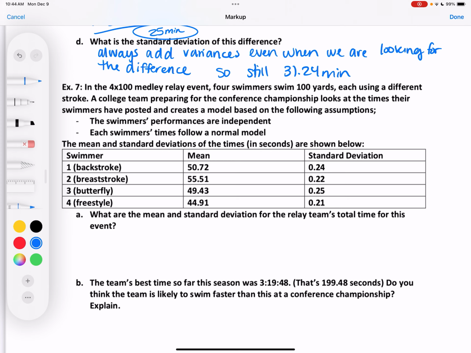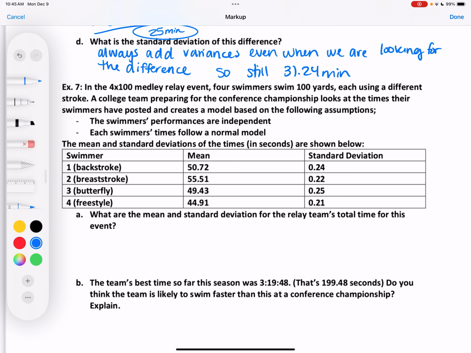The swimmers' performances are independent, and each swimmer's time follows a normal model. The mean and standard deviations of the times in seconds are shown below. So, what are the mean and standard deviations for the relay team's total time for this event?